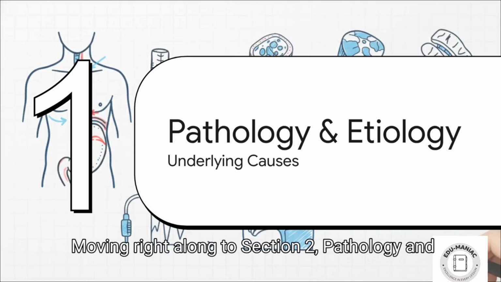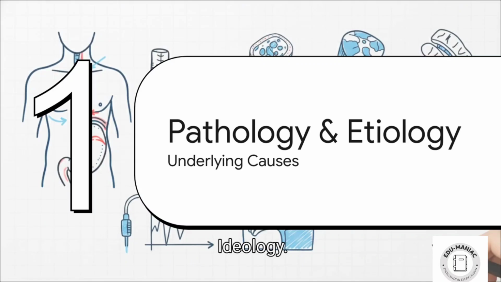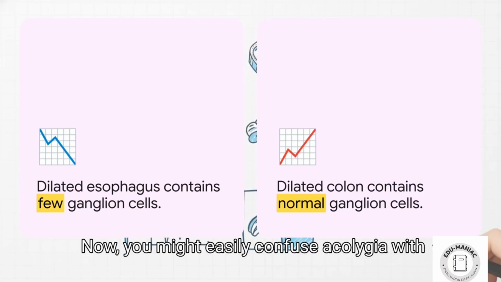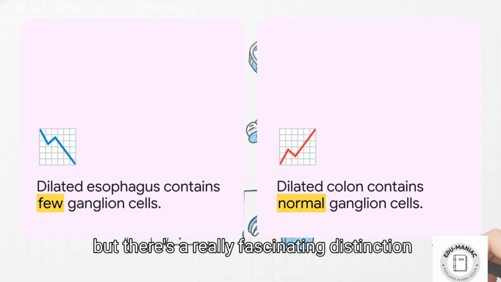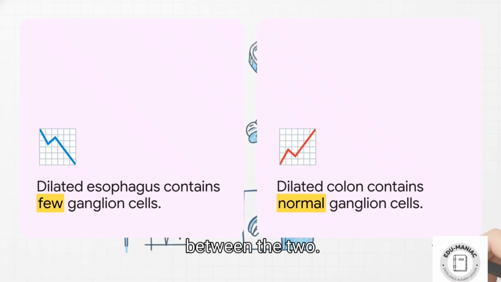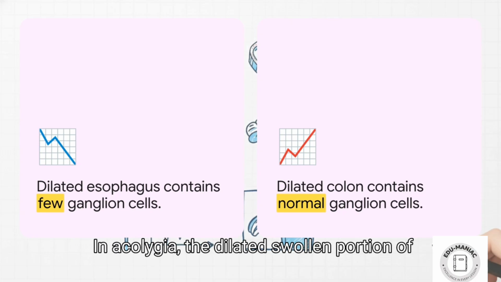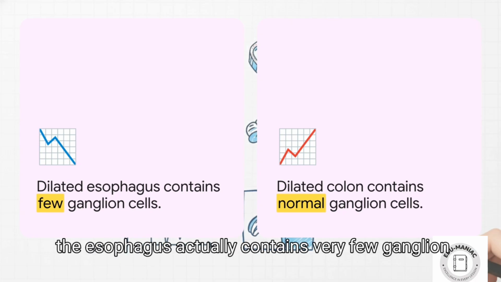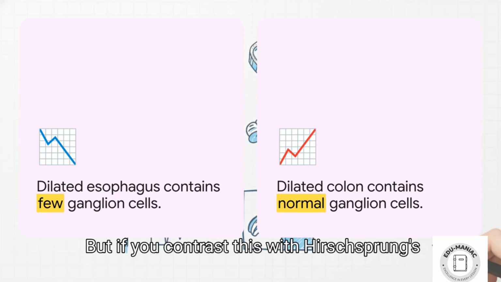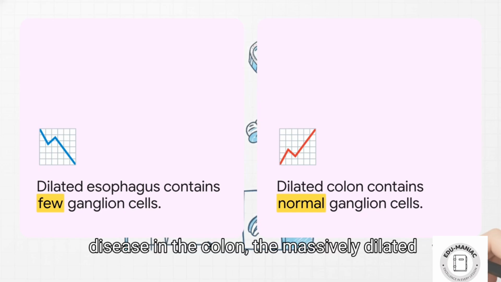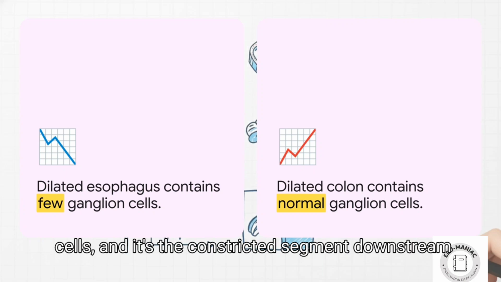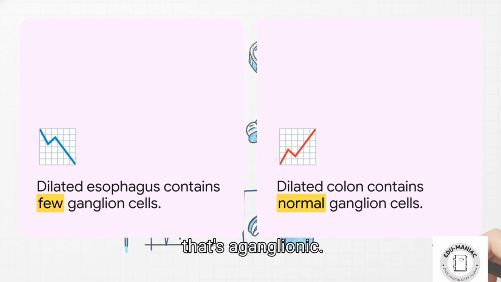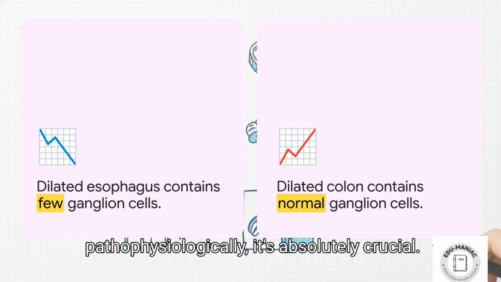Moving right along to section 2, pathology and etiology. Now, you might easily confuse achalasia with another condition called Hirschsprung's disease, but there's a really fascinating distinction between the two. In achalasia, the dilated, swollen portion of the esophagus actually contains very few ganglion cells. But if you contrast this with Hirschsprung's disease in the colon, the massively dilated segment actually contains normal ganglion cells, and it's the constricted segment downstream that's aganglionic. It's a subtle difference, sure, but pathophysiologically, it's absolutely crucial.